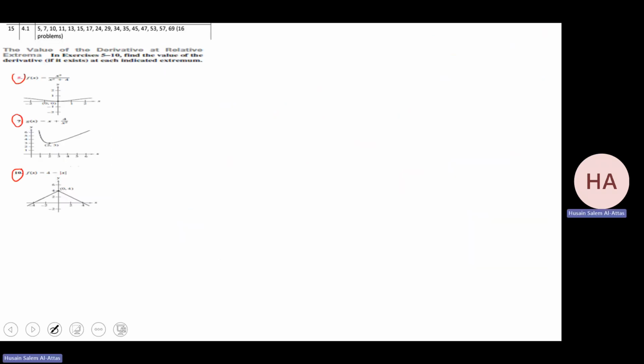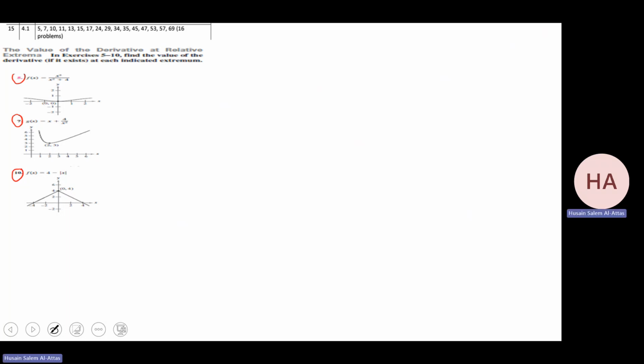Now we'll go to the exercises in the book. We'll try to finish them. Okay, let me do one by one. First, they said what? The value of the derivative at extrema. Find the value of the derivative if it exists at each indicated extremum.